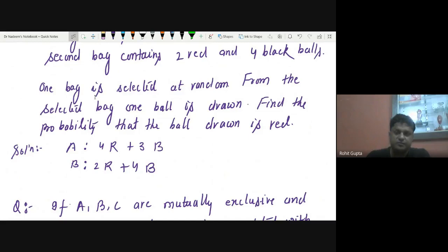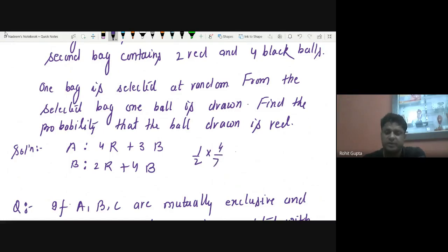One ball is drawn at random from the selected bag. So either it will be bag A or bag B. So what is the chance to select a bag? That is one by two for the bag A. And find the probability that the ball drawn is red. How many red balls are there in bag A? Four red balls are there in bag A. So the favorable chance is four, and total balls are seven.